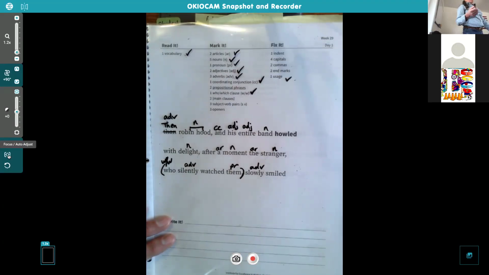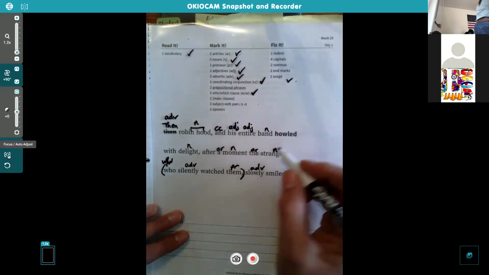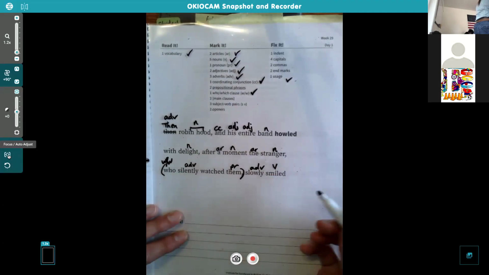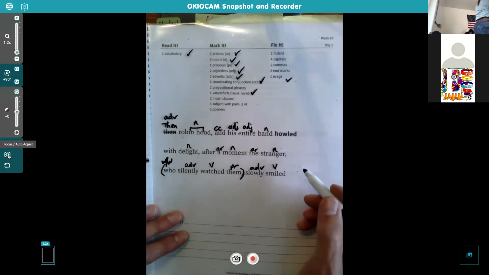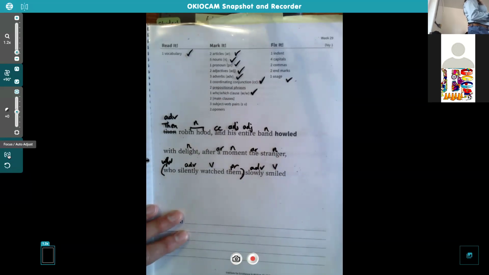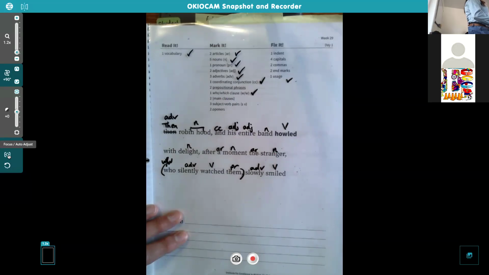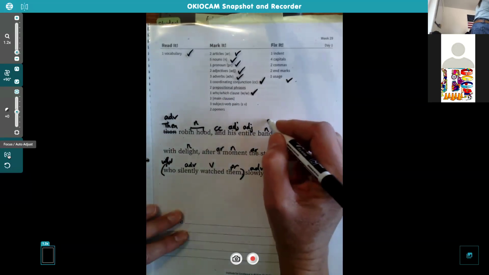So Ainsley, where are the subject and the verbs? The verbs are smiled, yep, watched, yes, with, not with. That's gonna be a preposition. After, that's also a preposition. Howled, there you go. Those are the verbs. And then band, howled, okay.